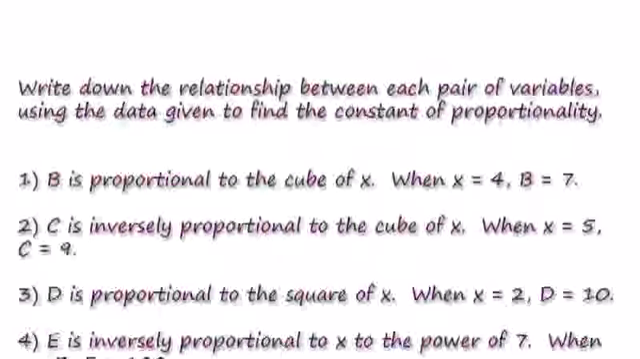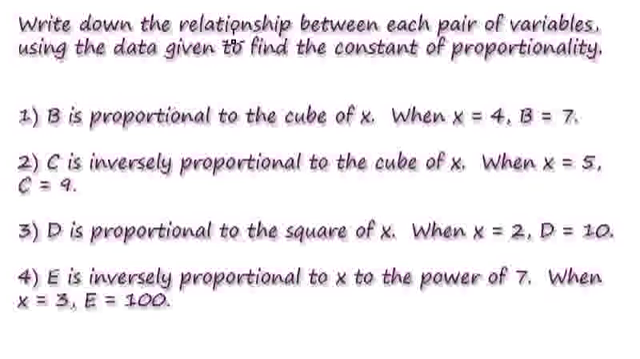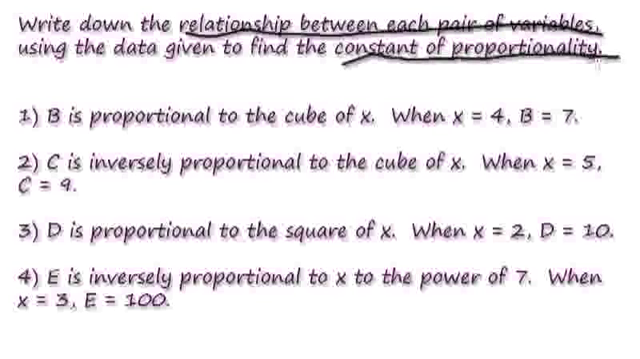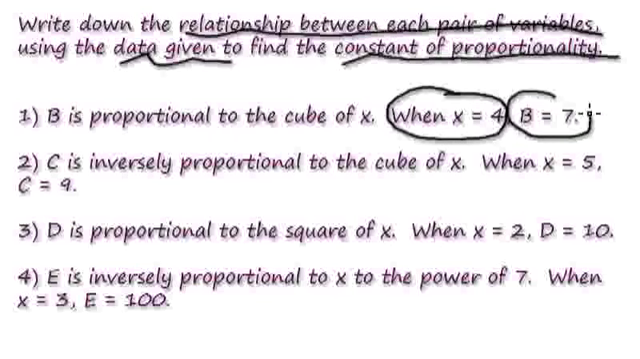Okay, let's give you guys some practice. So here, write down the relationship between each pair of variables using the given data to find a constant of proportionality. So using the given data, this is the given data here. So when x equals 4, b equals this.